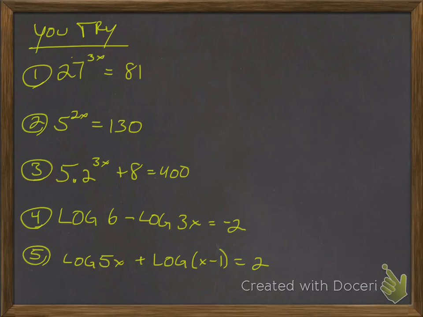Okay, here's some U-try problems. Remember, the first one is meant to be done by getting the bases to be the same, but you could solve it with logs. Try to do it by getting the bases to be the same with the same power. Number 3, you have to get what is being raised to that exponent by itself first. Okay, so there's one step before you change it to log form.